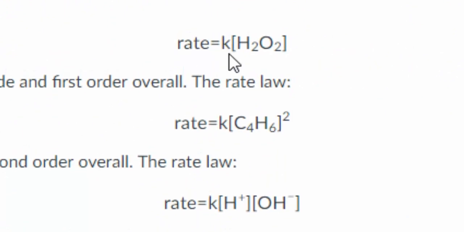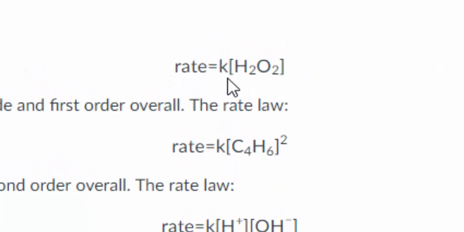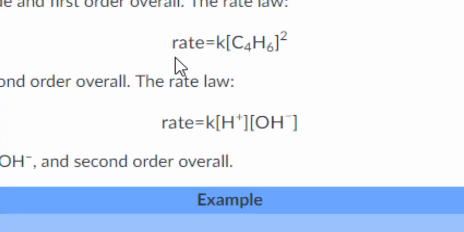We have the rate is equal to K, the rate constant, times the concentration of hydrogen peroxide. For this reaction, this would be said to be first order, both in hydrogen peroxide and overall. In this example, rate is equal to K times the concentration of our reactant squared. That reaction rate is second order with respect to that reactant as well as overall.